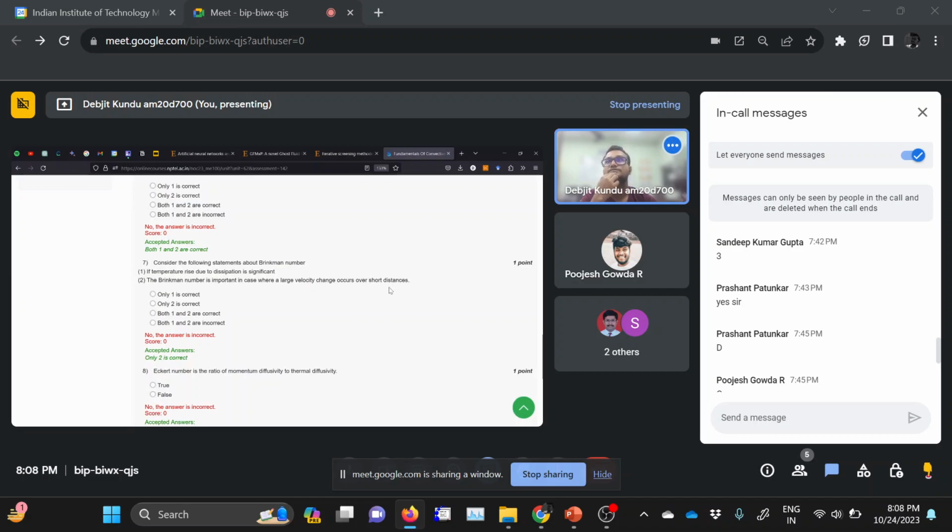Sir, actually, in the first option, if temperature rise due to dissipation is significant, there is only a condition, the rest is missing, sir. Yeah, this statement seems incomplete. Okay? Yes, sir. That's why the only answer is only 2 is correct, sir. Yeah, there is a mistake in the question. So you try to write to the NPTEL team. I will also inform them.